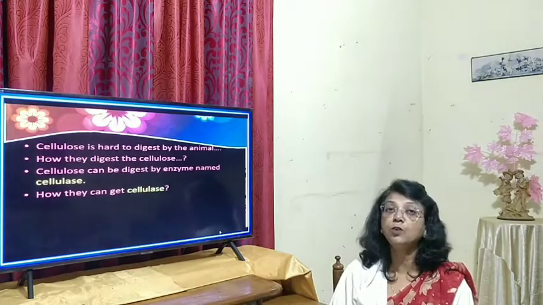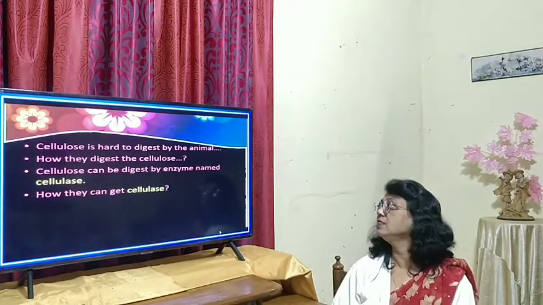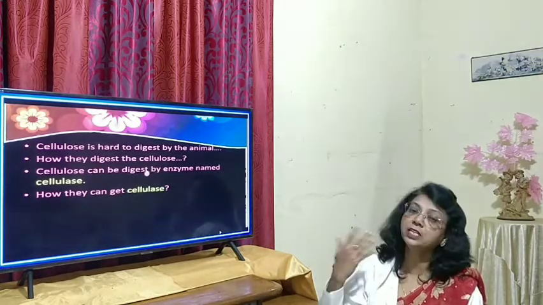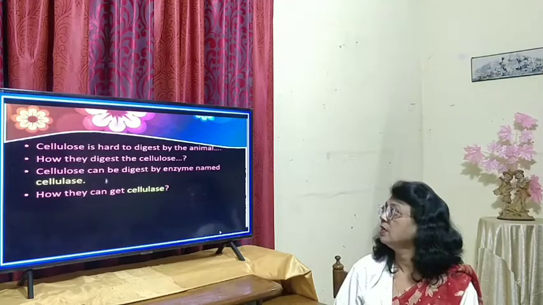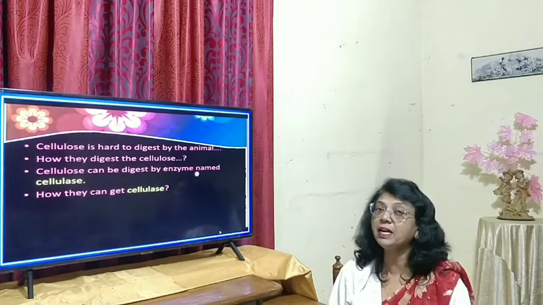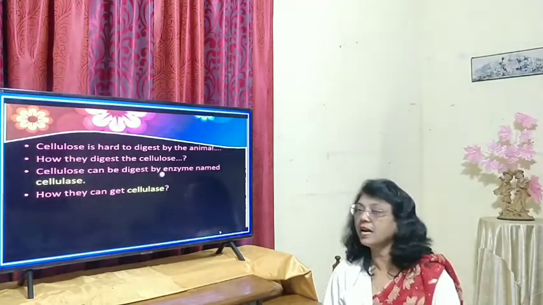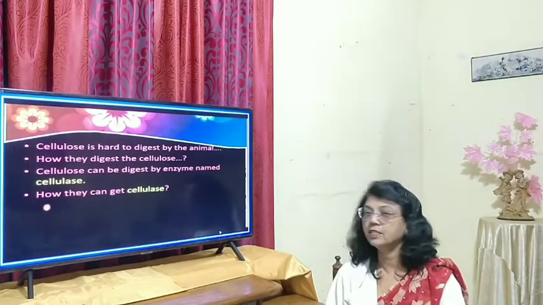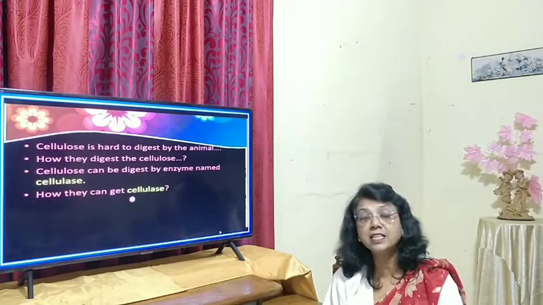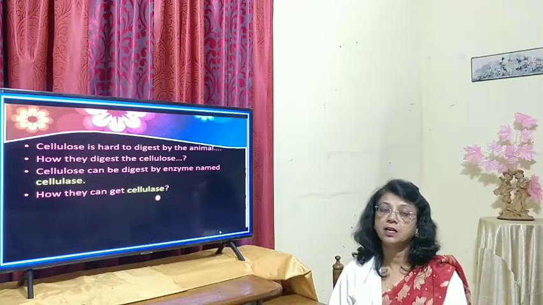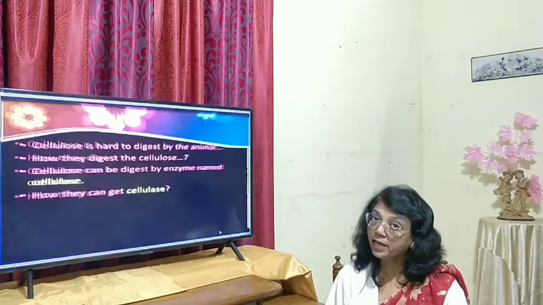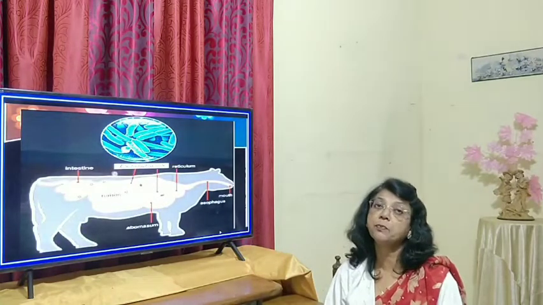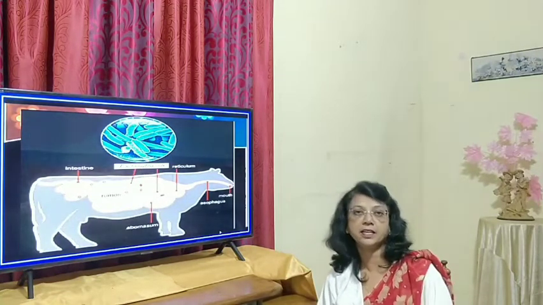And the cellulose part is the hardest to digest by the animals. But how do they digest the cellulose? Cellulose can be digested by the enzyme named cellulase. And how do they get cellulase? They get cellulase by the bacteria that is present in their intestine.